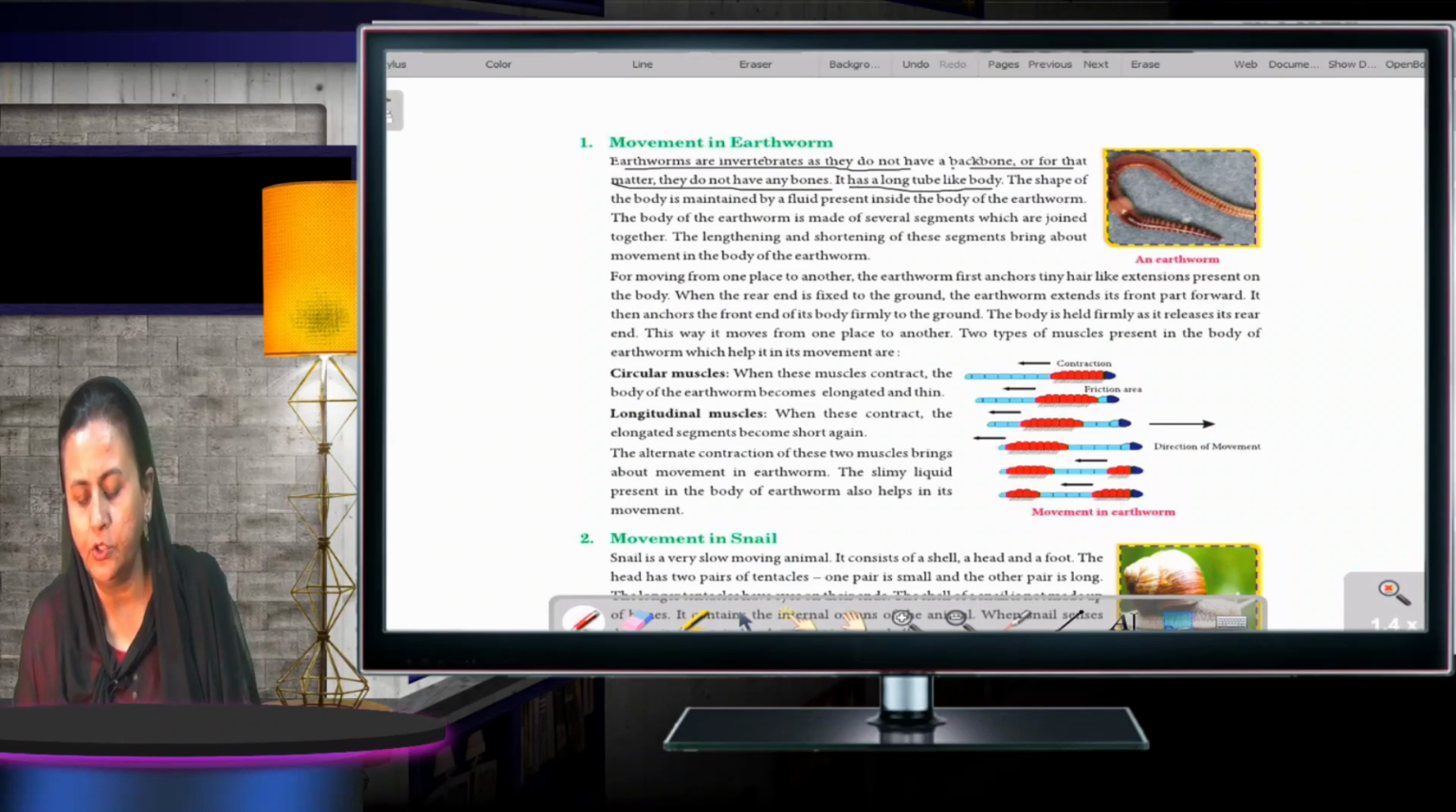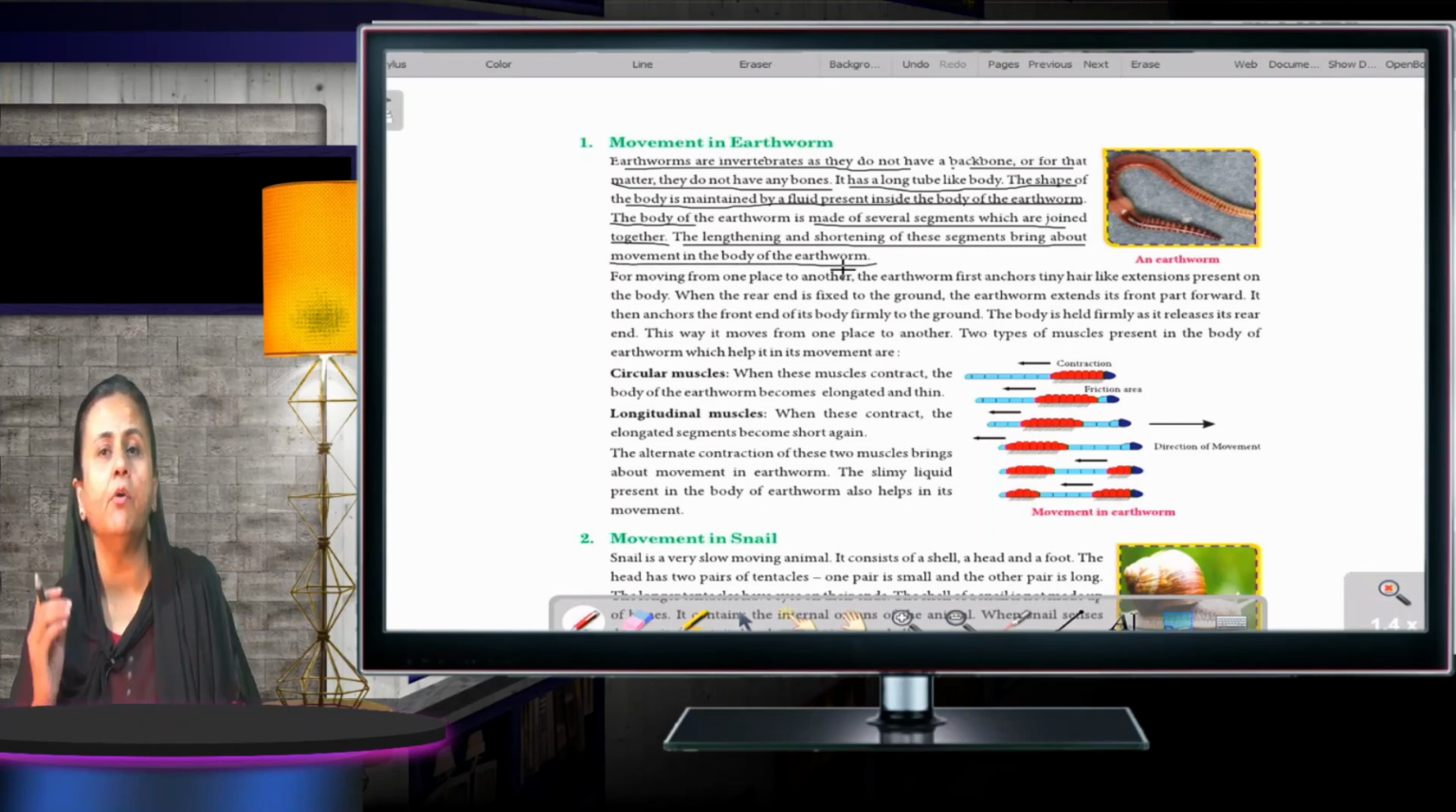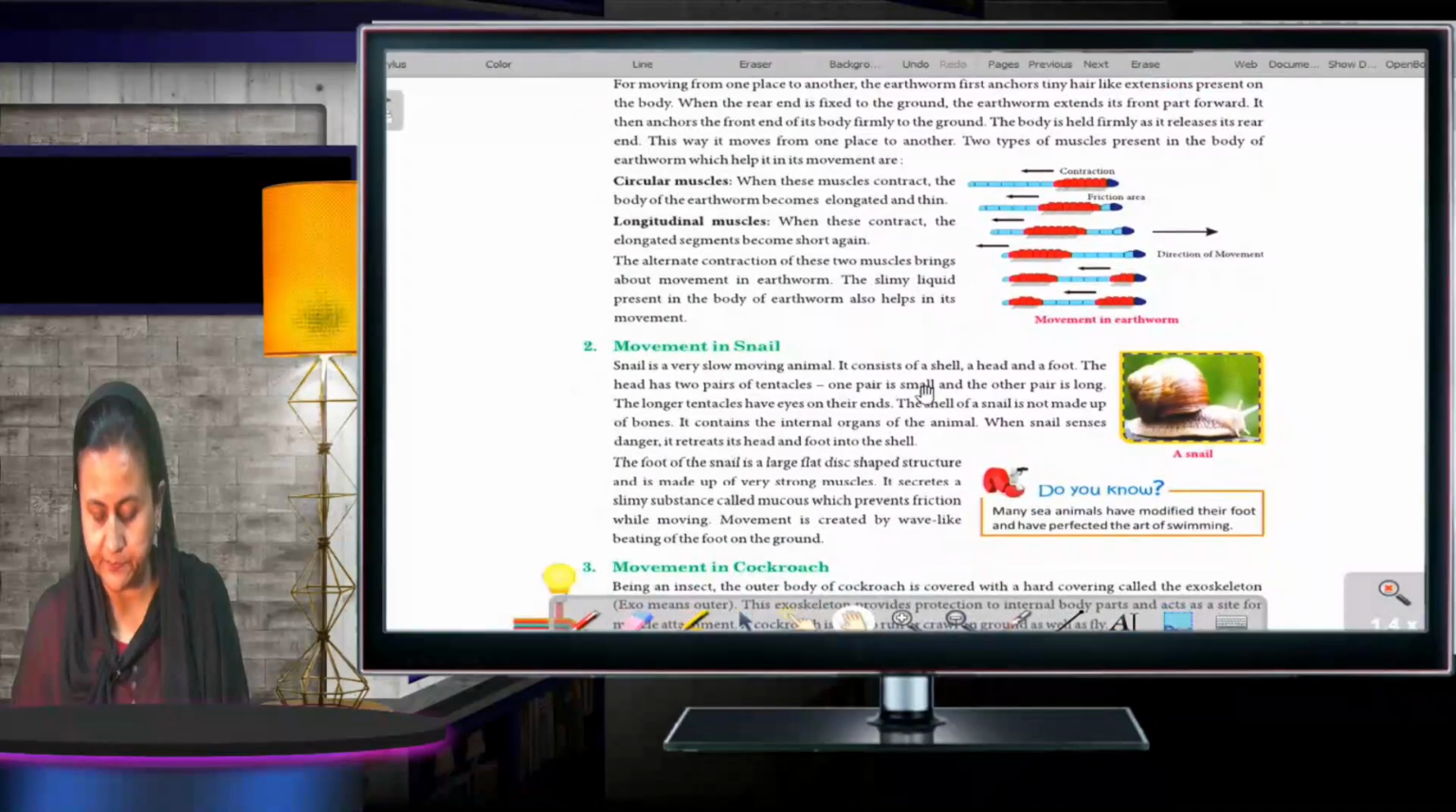It has a long tube like body. The shape of the body is maintained by a fluid present inside the body of the earthworm. The body of the earthworm is made up of several segments which are joined together. The lengthening and shortening of these ligaments bring about the movement in the body of the earthworm. Children, the earthworm body does not have any bone. Okay, the body is filled with fluid. Okay, and how do they move? By the expansion and contraction of their body.